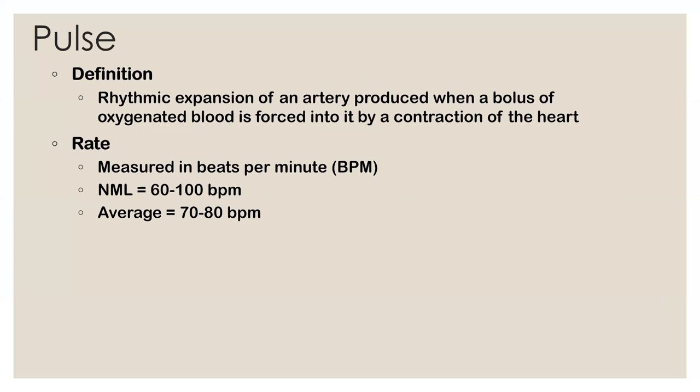And so when we talk about pulse, we talk about the rate. There's a couple different things that we consider when we are checking somebody's pulse, one of which being the rate. The pulse rate is measured in beats per minute. When we are feeling the pulse on our patient, we are counting for a full minute and counting how many beats we feel in that minute. A normal pulse rate is 60 to 100 beats per minute. Average 70 to 80 is what we typically see. It can be lower if they are a super, super athlete, and sometimes it can even be higher. That's what we call tachycardia, which we'll talk about.